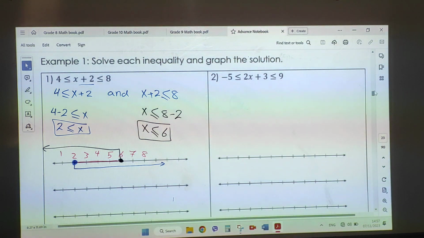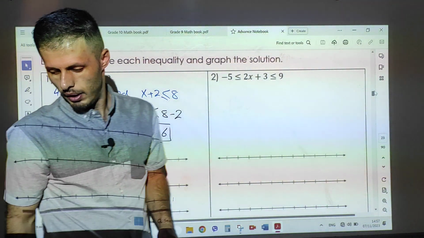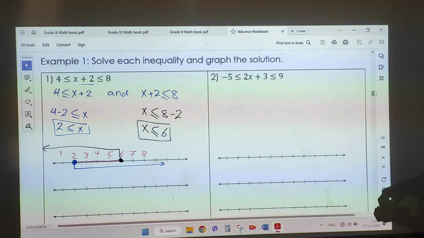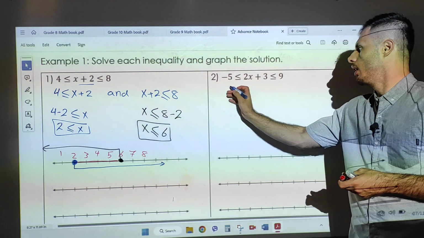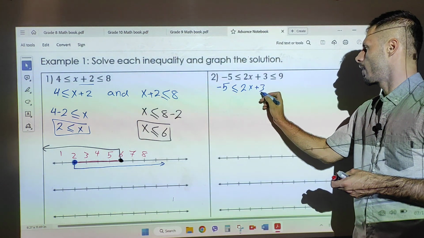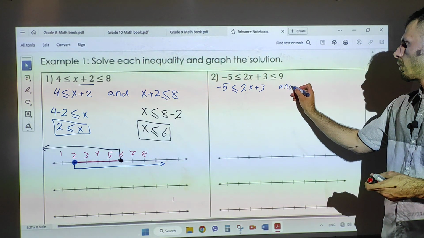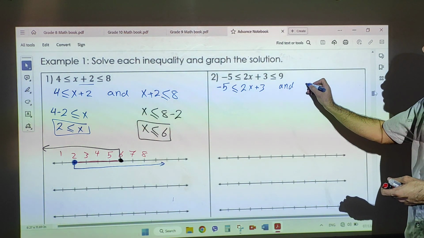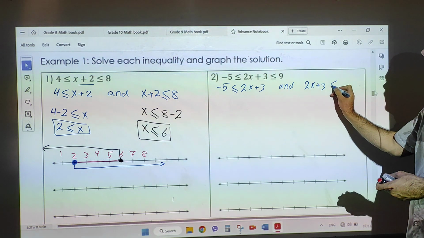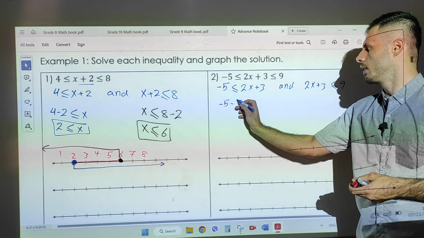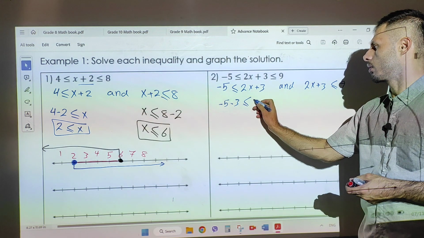This is about the first example. For the next one, we do the same. It is AND again: -5 is less than or equal to 2x plus 3, less than or equal to 9. We make it two parts. -5 is less than or equal to 2x plus 3, and always we write AND when this is all together, then 2x plus 3 is less than or equal to 9. Now we solve it. 3 to the other side, it will be -5 minus 3 less than or equal to 2x.